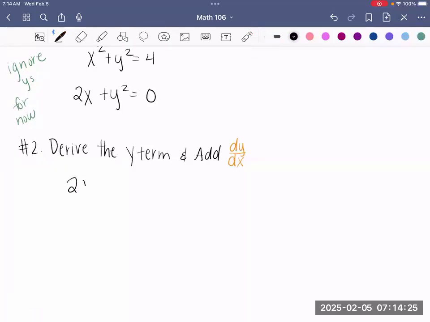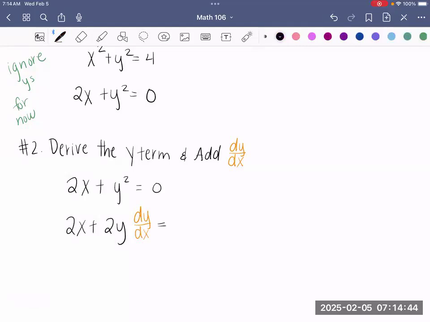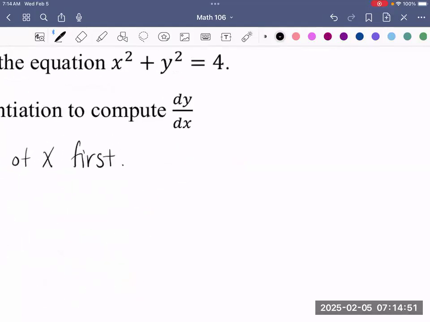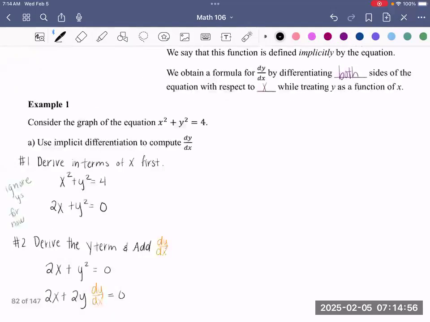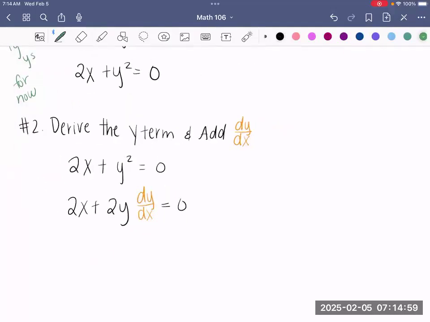So if we start out with 2x plus y squared is equal to 0 from the above, let's go ahead and derive your y term. Well, that would be 2y. I finished deriving my y, and I tack on dy dx, is now equal to 0. So I've derived both of my variables. Now, when it says to compute dy dx, that is in a way saying, can you solve now for dy dx?